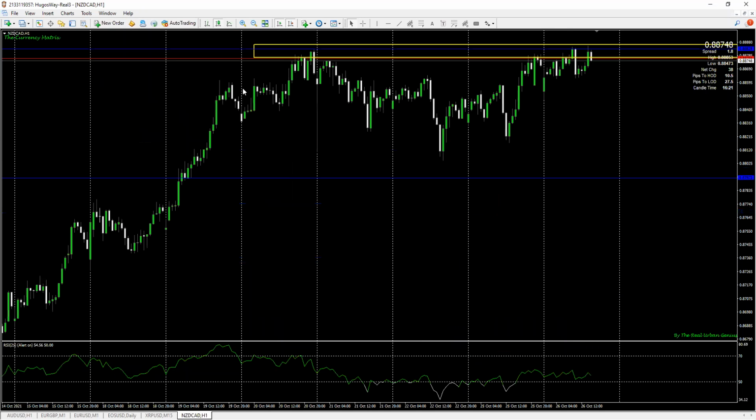Going to the 1 hour, here's the 1 hour chart, here's that double top. And this is also setting the high of the day, high of the week, will likely be coming down pretty hard on this New Zealand CAD. I actually think it'll be wise to take a position. I'm gonna take a short position here on this New Zealand CAD.